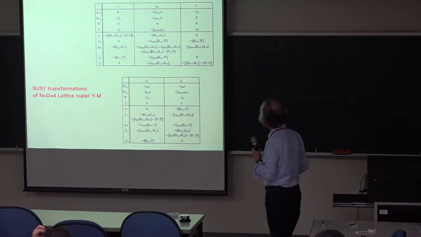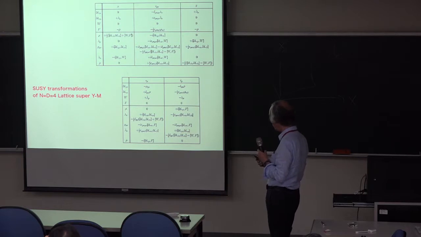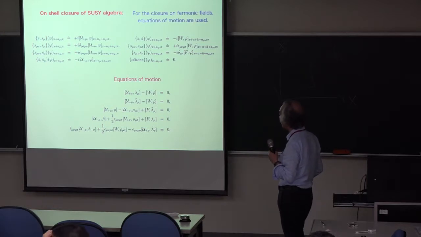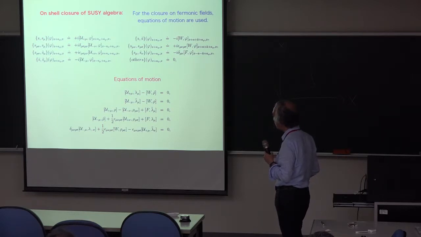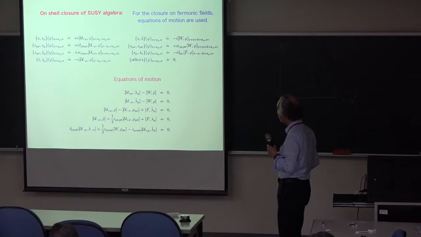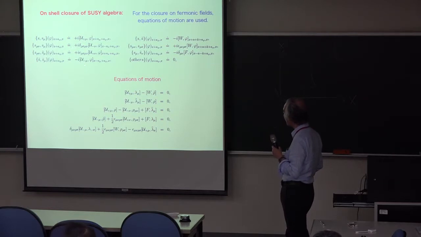The link variable and the scalar covariant derivative and fermions have this SUSY transformation, which can be derived by the graded Jacobi identity. The SUSY algebra is closed with respect to the fields for fermions and bosons. Especially for the bosons, it is closed at the off-shell level, but for the fermions, we need the equation of motion to prove the closure. So it is on-shell SUSY in this case.